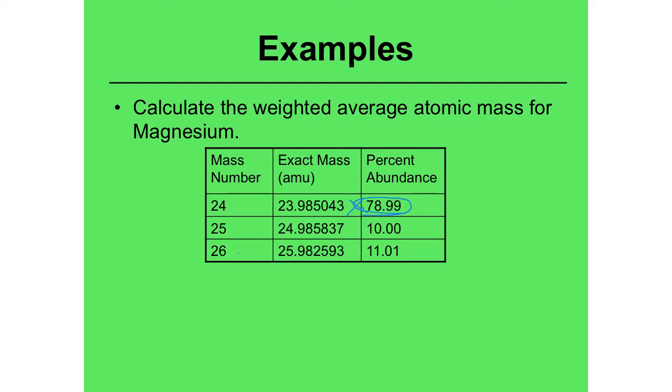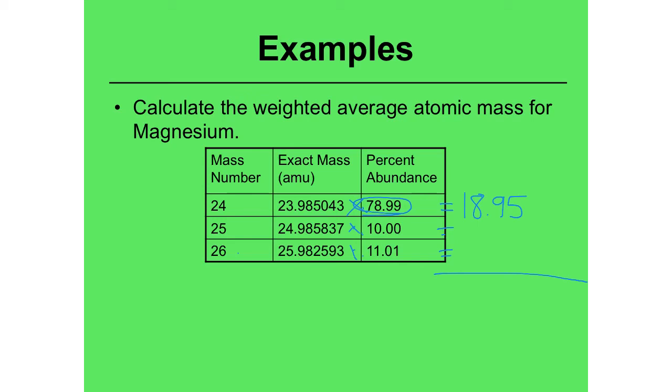So that's going to be 0.7899, 0.1000, and 0.1101. Then we'll multiply those numbers by the masses, and then we'll get our 3 values and total them up. So we put in the first one, 23.985043 times 0.7899. That gives us 18.95 if we round to 4 significant figures, because the percentage had the lower number of significant figures.